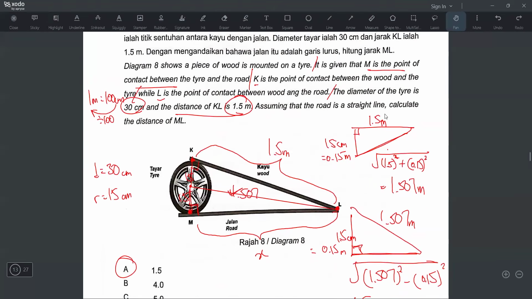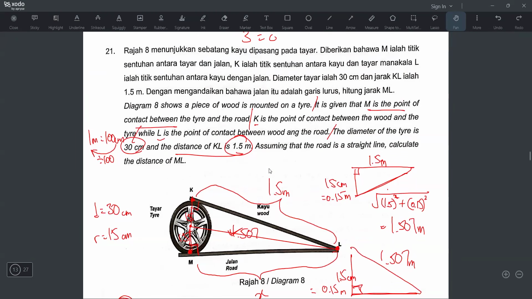My only issue with this question is they never mention the unit. They should actually mention it, calculate distance of ml in meters. Especially when they give information, ada yang dalam meter, ada yang dalam cm, then lagi dia kena bagi tahu jawapan nak dalam meter or cm. But since this is paper 1, it's okay lah. If this is paper 2, they should mention the unit. If they mention it, the question will be much more clear. Okay, anyways, that's it.